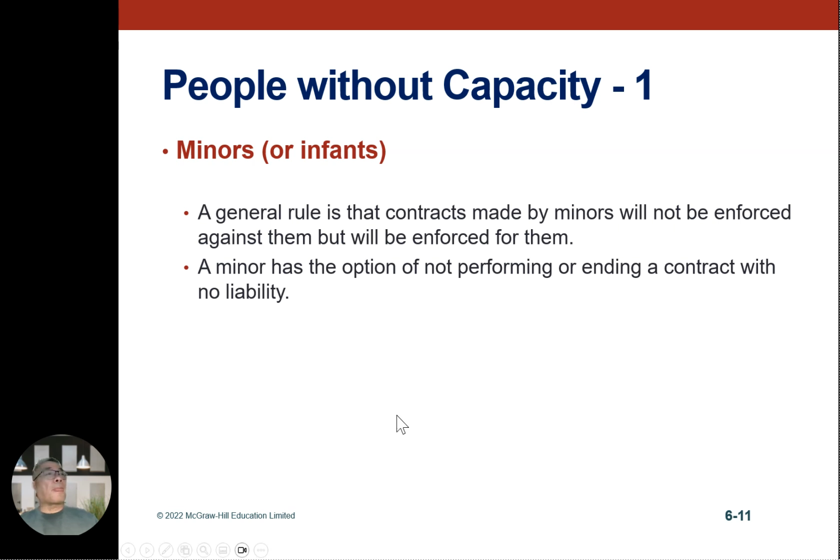Let's continue. A minor's example without capacity. A general rule is that contracts made by minors will not be enforced against them, but will be enforced for them. A minor has the option of not performing or ending the contract with no liability. Minors means people under the age of 17 or 18, because it depends on the law. But most people under 17 are considered minors.